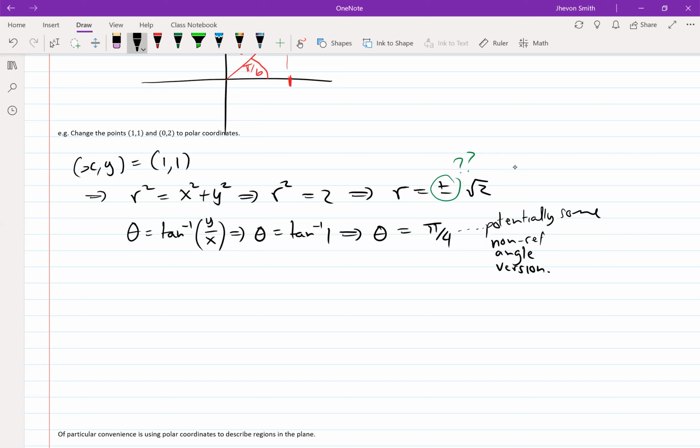Now, to make sure that your angles and distances coincide, what you could do is just draw a picture. We know that 1 comma 1 would look like this. So we are in the first quadrant, which means I can just take an angle of pi over 4 and move a distance of radical 2. And so I can think of this as r theta is radical 2 comma pi over 4.